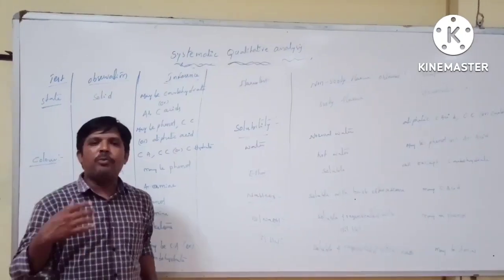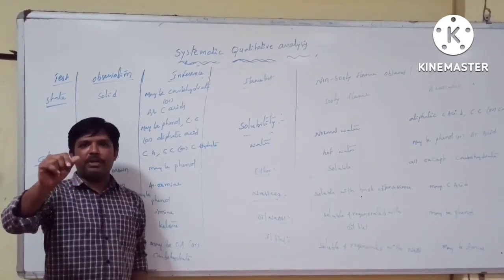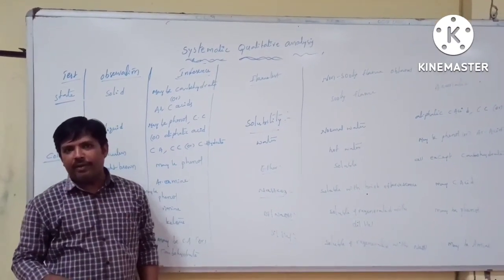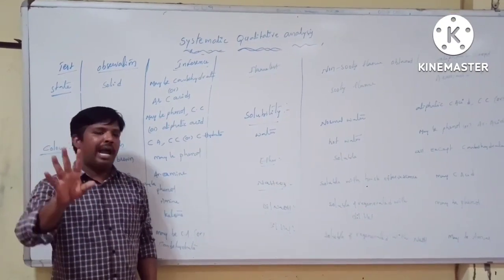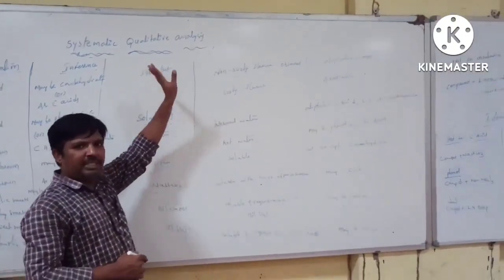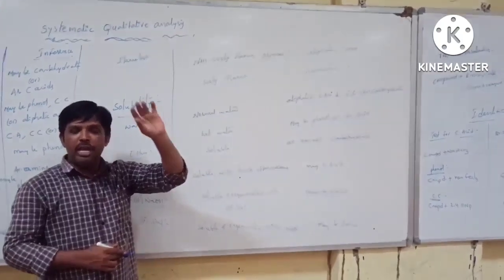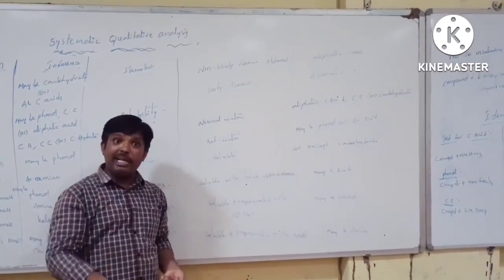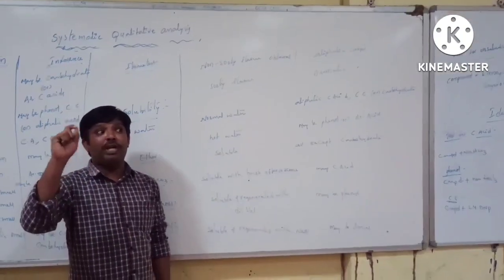Carboxylic acid or carbohydrate. Okay, if you hold it and it feels like glucose, just taste it and you can easily identify that it is a carbohydrate. Then we go for the flame test. This is very important. If a compound is aliphatic or aromatic, you need to identify it, so the flame test is very important.